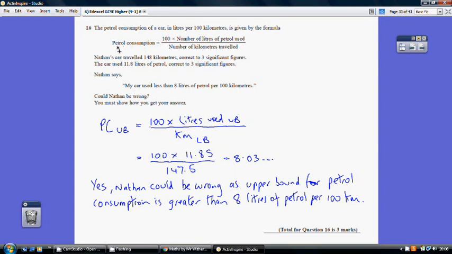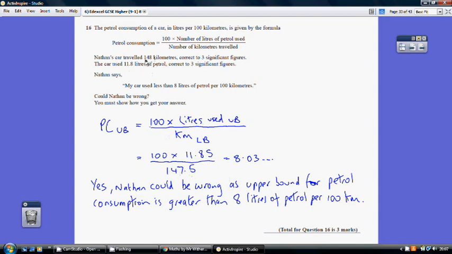Now, to work out the upper bound when you have a division involved, you want to make the numerator as big as possible. So we're going to take the upper bound for the number of litres of petrol used, but for the denominator we're going to take the lower bound, so the smallest number of kilometres travelled. So substituting in, we have 100 multiplied by the upper bound for the litres used, so our upper bound of our 11.8, which is 11.85, and then we take our lower bound for the number of kilometres driven.